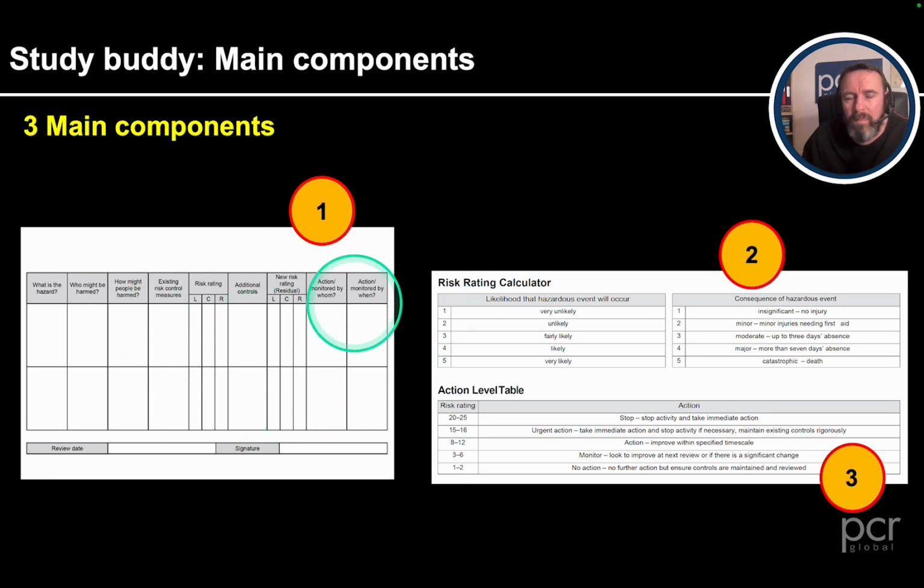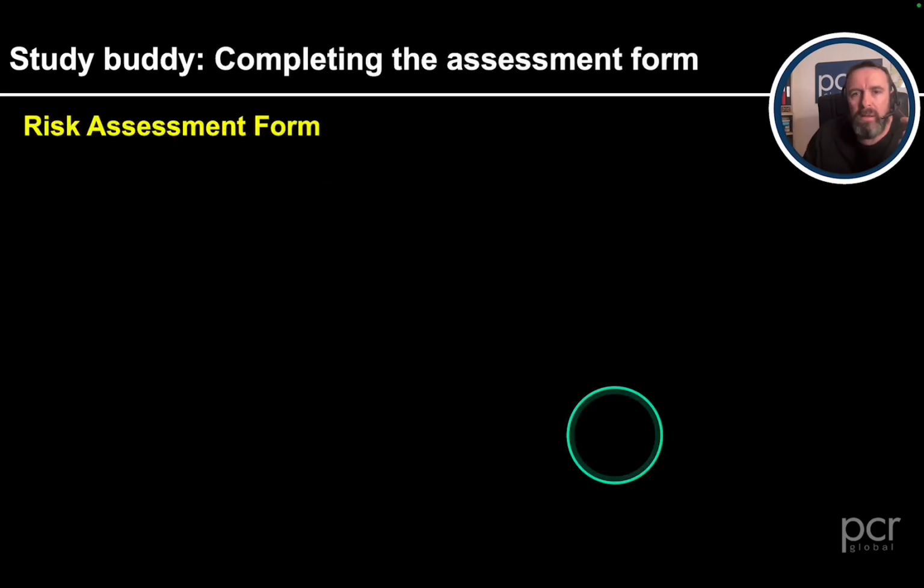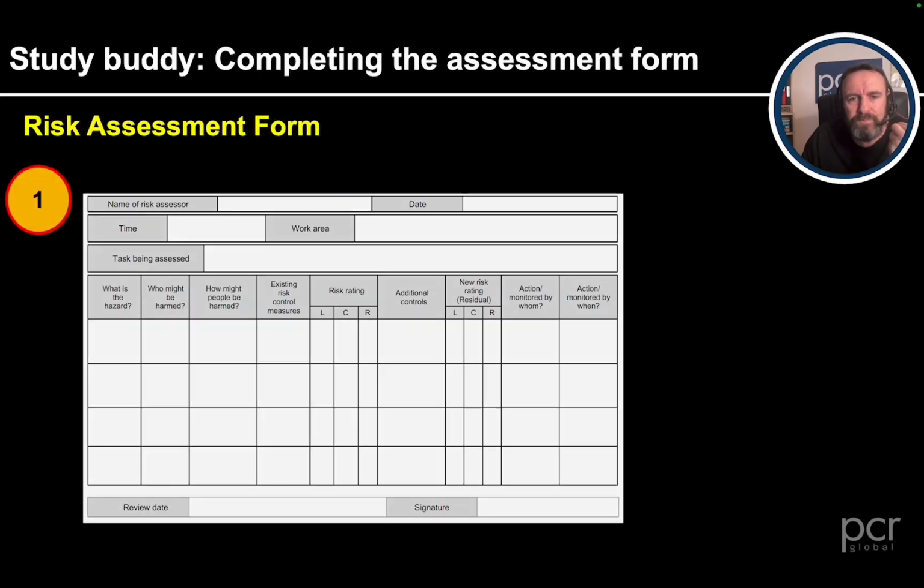So we have the template. What is important, if there is going to be some type of rating, is that we have that rating calculator. We have what does likelihood mean, what does consequence mean, and then we have that action table. These are very important, and I'll come further onto that as we go along.